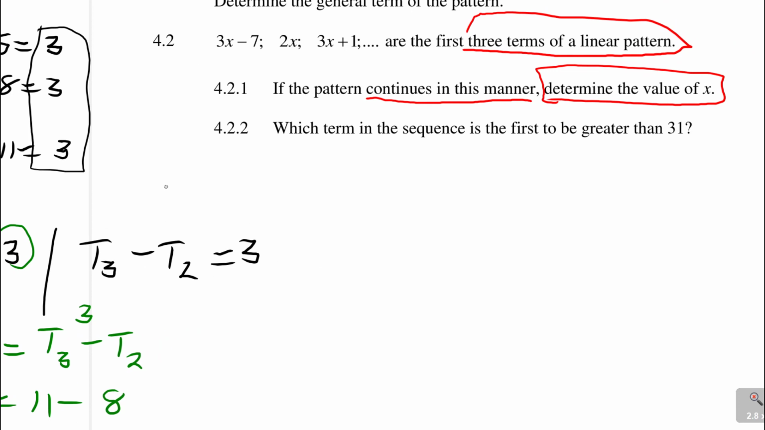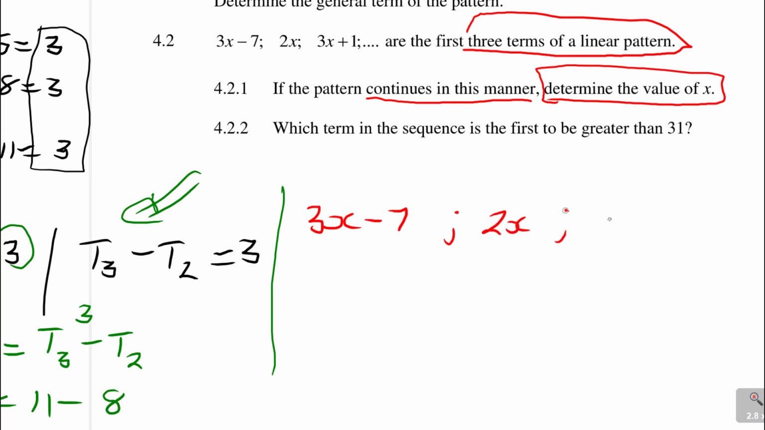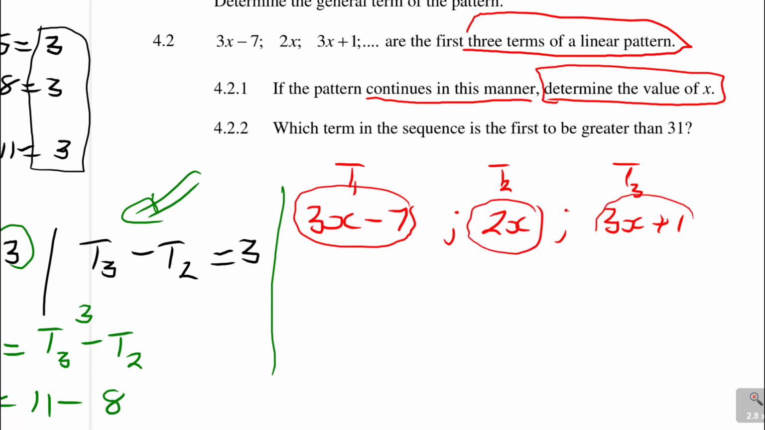So this method that I just did here, look at this. Now I've got something here. I've got 3x minus 7. And then I've got 2x as the next term. And then I've got 3x plus 1. Look at this. So this is considered as one thing as your T1 in terms of x, your T2 in terms of x, and your T3 in terms of x. So that's what you're having. Now with this, remember this is considered as one thing. It's not 3x and then 7. You consider this as one thing, and you consider this as one thing.